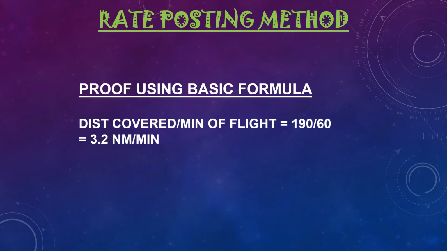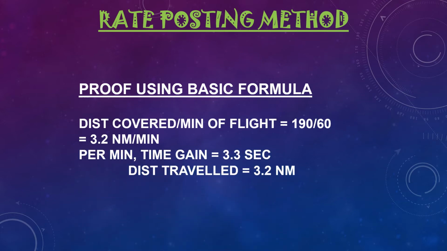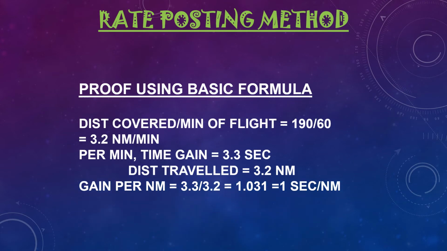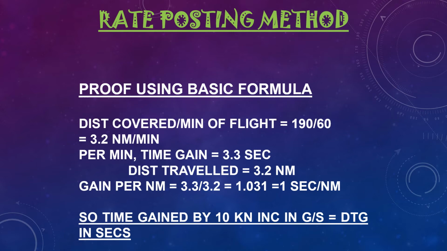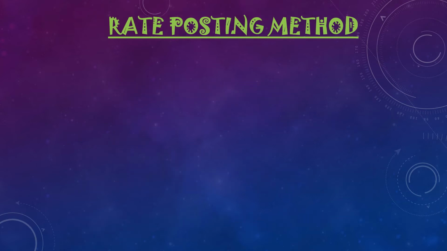Now the new ground speed is 190 knots, so the distance covered in 1 minute of flight will be equal to 3.2 nautical miles. Also, in 1 minute, time gained is 3.3 seconds and distance traveled is 3.2 nautical miles. So we can safely conclude that gain per nautical mile will be equal to 1.03, or almost equal to 1 second per nautical mile. Hence, an increase of 10 knots in ground speed results in a time gain equal to distance to go.